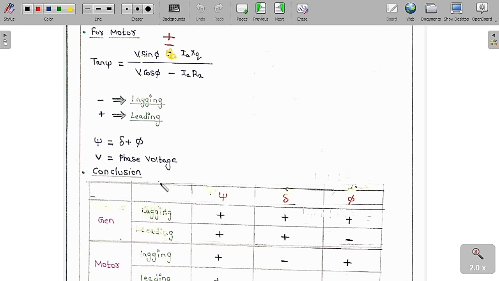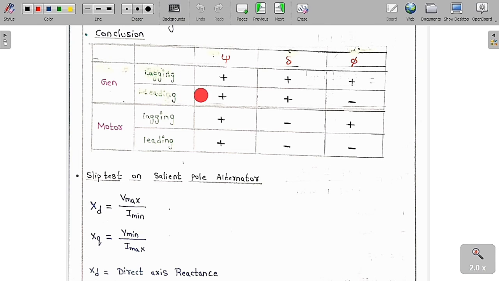Now let me give you a summary and conclusion regarding the generator and the motor. Generator in the lagging mode and generator in the leading mode, for psi, delta and phi: this is plus, plus, plus, and this is plus, plus, minus. For the motor, lagging and leading, this is plus, minus, plus, and this is plus, minus, minus. This is a symbol, a sign convention, that you always have to remember.